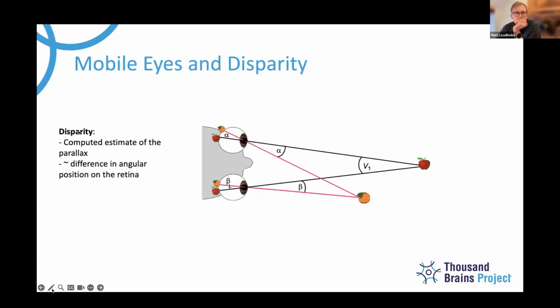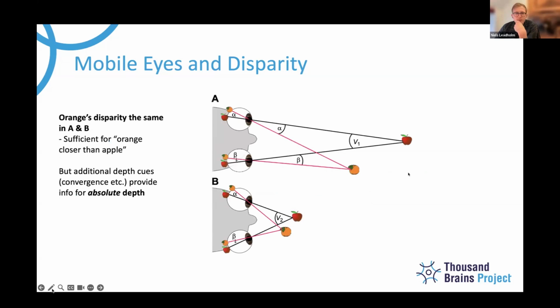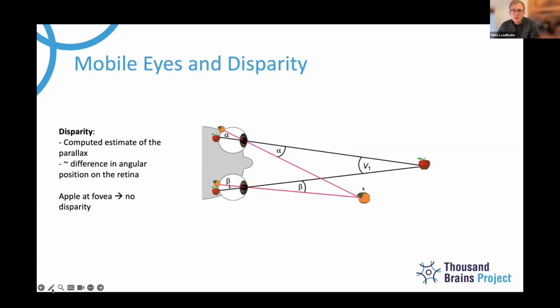Disparity is a term that's often used, and I don't think anyone's super consistent with the terminology, but I think the best way to define it is as a computed estimate of the parallax. Parallax is a property of the world, a property of optics. Disparity is what the retina is picking up in terms of the relative difference between where an object is falling in these two images. As I said, because we can move our eyes, there's no disparity at the fovea for the item we're fixating. But there is disparity for the orange, and that can tell us something about its relative depth to the apple.